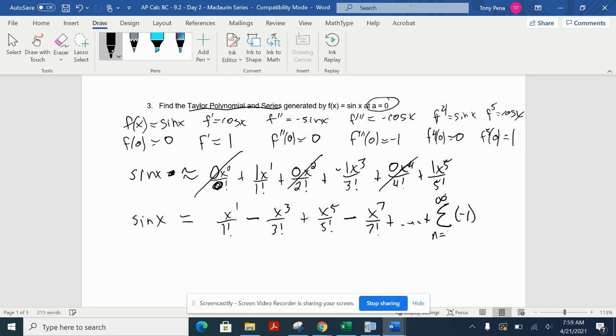We're going to alternate. We can see we're alternating signs. So I'm going to do -1 to the n, because I want that first term to be positive. If I let n be 0, then anything to the 0 is +1.